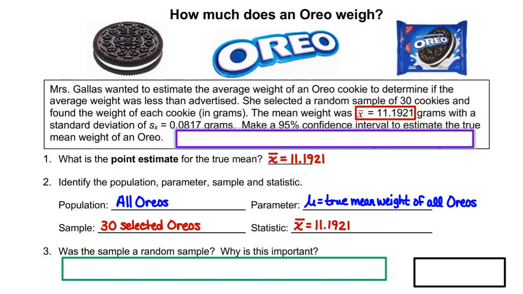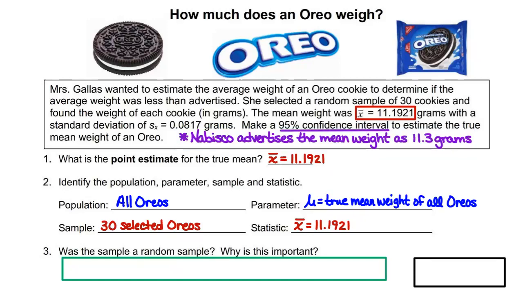So, fun little fact, Nabisco advertises the mean weight as 11.3 grams. Do we have some evidence that that might not be the true mean weight? Why? Because our point estimate was lower, so we have some evidence. We don't yet have any kind of convincing evidence, but we have some evidence that the true mean weight might be lower than what Nabisco is advertising. So they're gypping us on Oreos, making them slightly smaller.